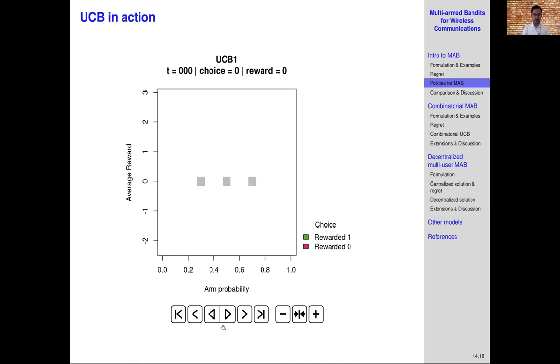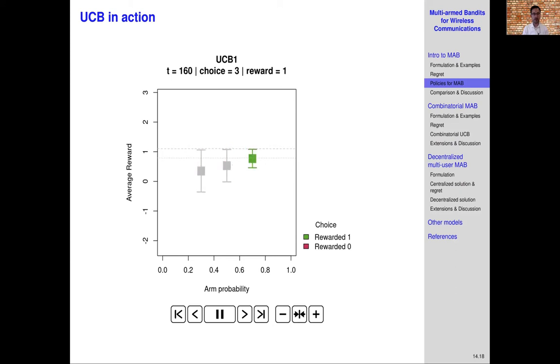This illustration shows how UCB selects arms over time. In the x-axis, you see the arm probabilities, and you see the three arms. So you see as time goes on, the selected arms, the rewards received from the selected arms, and how the upper confidence bounds evolve. This figure shows, in addition to the upper confidence bound, also the lower confidence bound. So the region between the upper confidence bound and lower confidence bound is the confidence interval, which contains the true unknown mean with a high probability.